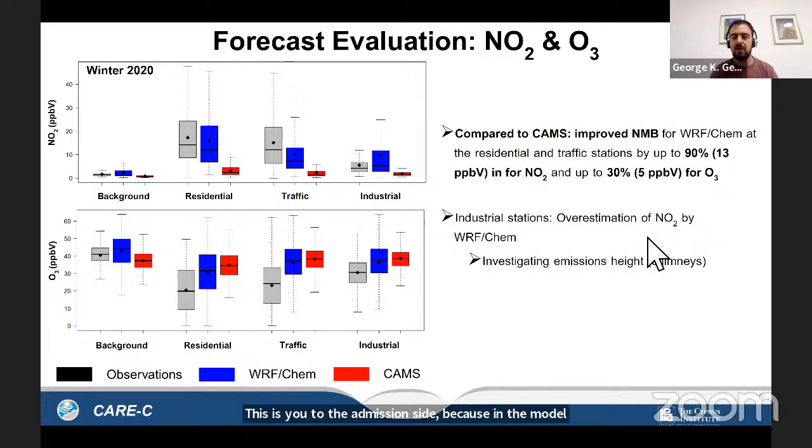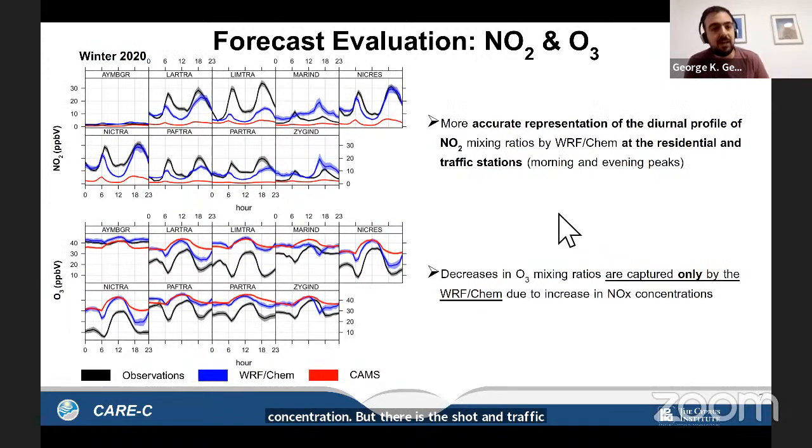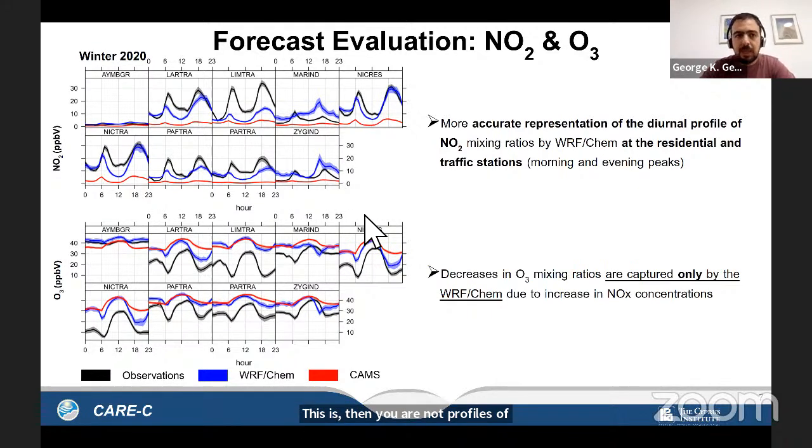We believe this is due to the emissions height, because in the model, the emissions are actually emitted on the surface, while at these stations, due to the height of the chimneys, pollutants are emitted at a height of about 70 meters. And this is something that we will incorporate in our future simulations. And we can also see there is a small improvement in the prediction of ozone concentrations at the residential and traffic stations.